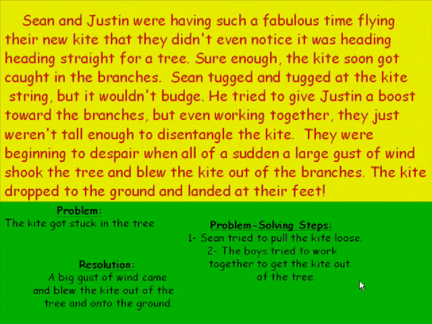Let's look at the problem or conflict of this story. The conflict in the story, the problem, is that the kite got stuck in the tree. As you're trying to find the resolution of the story, you will need your problem-solving steps, which will include 1. Sean tried to pull the kite loose, and 2. The boys tried to work together to get the kite out of the tree. The resolution or the solution of the story is that a big gust of wind came and blew the kite out of the tree and onto the ground.